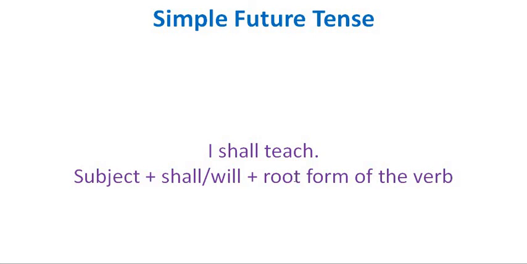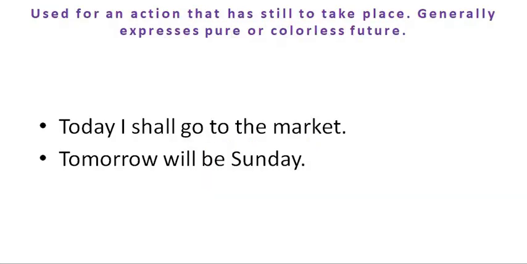So whatever it may be, you can say like that. This is the structure of simple future tense. Now after this, when and where do we use this one? This is actually used for an action that is still to take place, something which has not happened and is likely to happen in future. So in that case, you use this one.